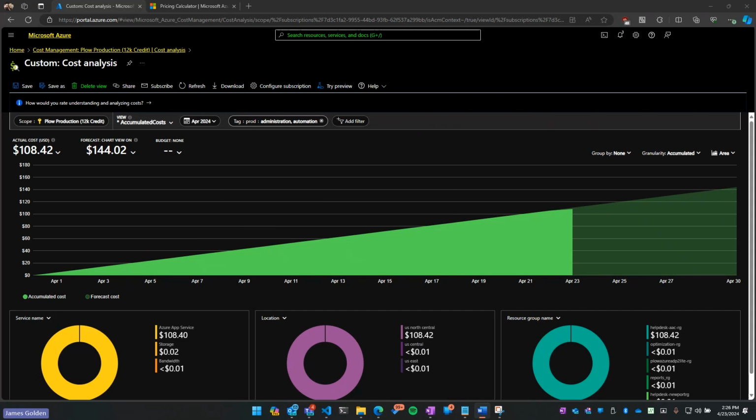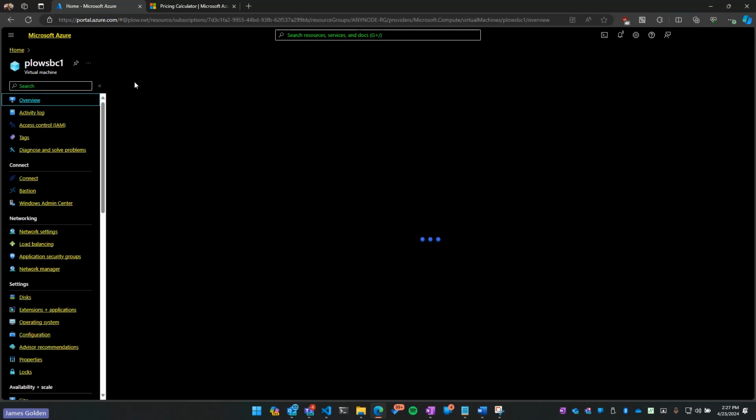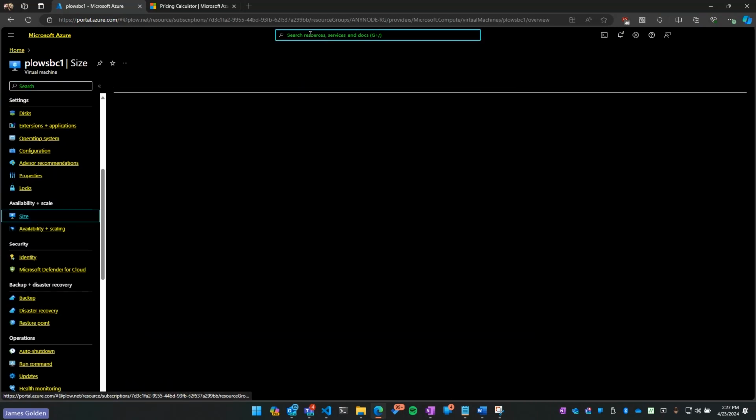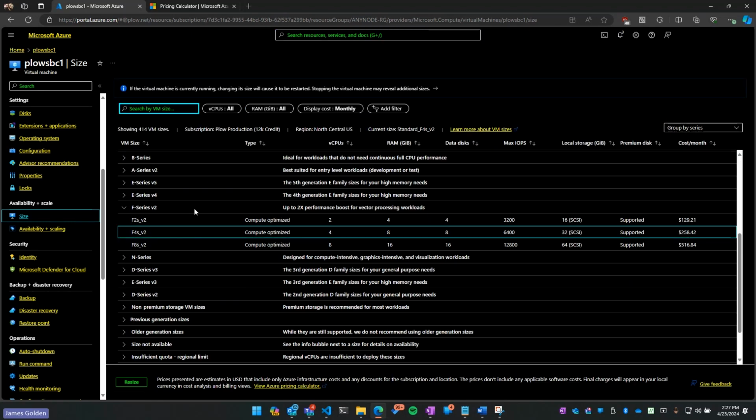It will make it much, much easier down the road. Next one's going to be right sizing resources. As you may or may not know, within Azure, every resource has a size. For example, this is one of our SBCs that we use. You can see here that we're on an F4. One of the beautiful things about Azure is you're able to step up and down relatively easily.